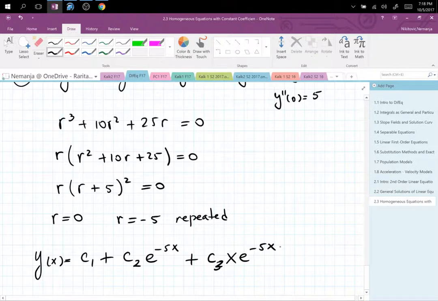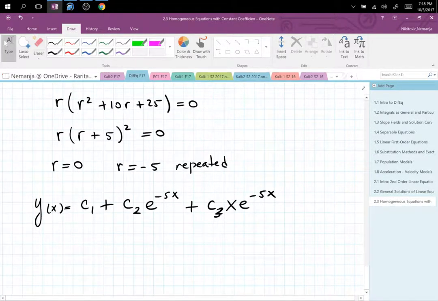So the first root is the distinct root. It gets its own term, but since it was 0, e to the 0 is 1, so just the constant survives. The second two are repeated from the negative 5, so you have the one with c2 and then the one with x. I was hoping to run into one that would have trig, but I guess your homework will be there.